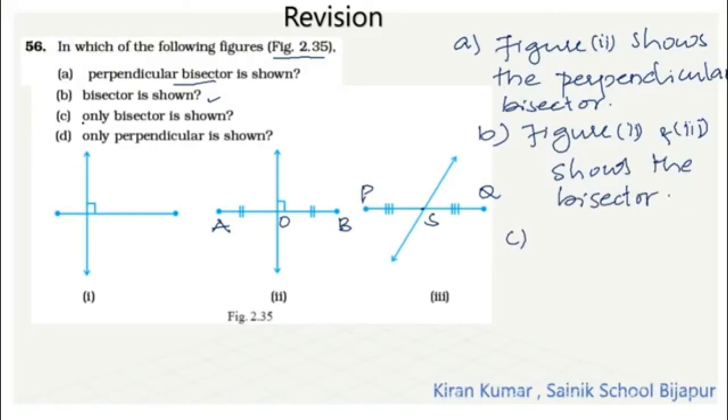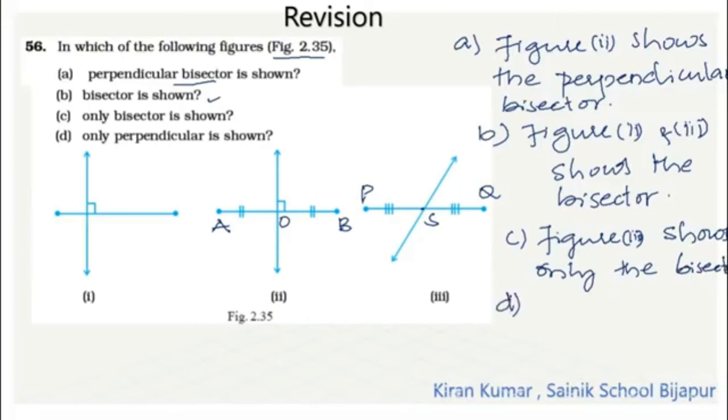Third one, only bisector is shown. Here there is no perpendicular bisector. Only bisector is present in figure 3. Figure 3 shows only the bisector. Fourth one, only perpendicular is shown. Here only perpendicular is there, it's not a bisector. Therefore figure 1 shows only the perpendicular.